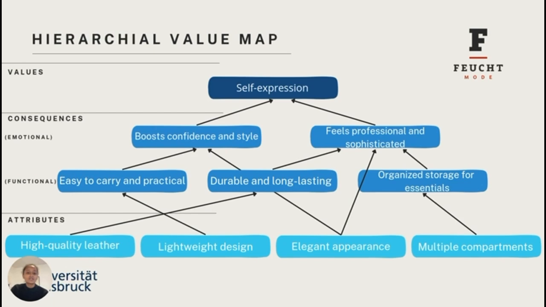So what is interesting here is that we can see a mix of functional benefits, like you can see on the slide, and emotional benefits. And both types of benefits are critical because they appeal to the rational and emotional sides of decision making.